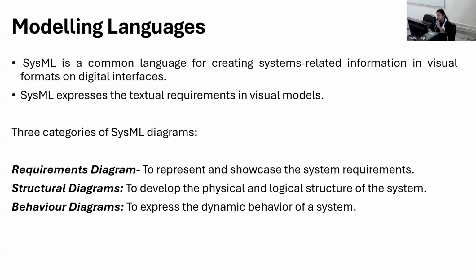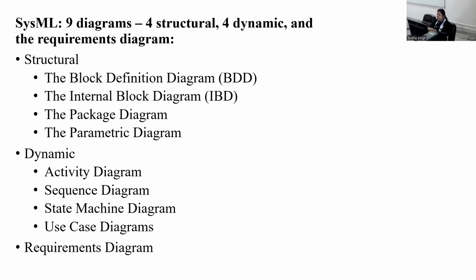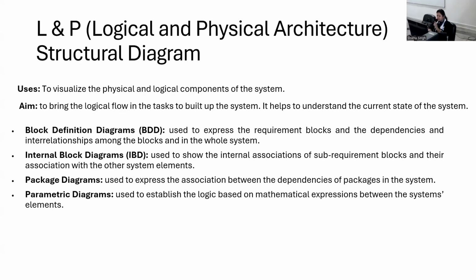So the division of the SysML diagrams is in these categories. The structural diagrams are of 4 types. Dynamic diagrams are also of 4 types. Requirement diagram is just a simple one. So now if you see in these diagrams, the structural diagram, if you closely see, the block definition, internal block diagram, package diagram, and parametric diagram. Just do not think much and just think about the names.